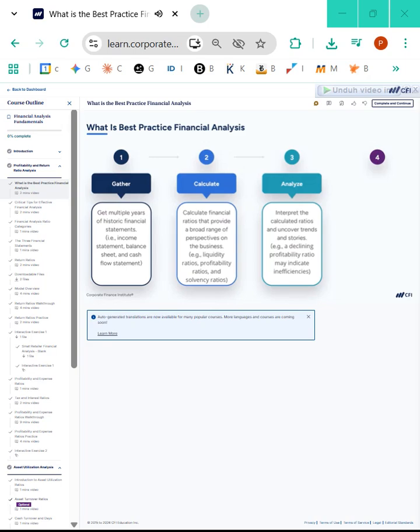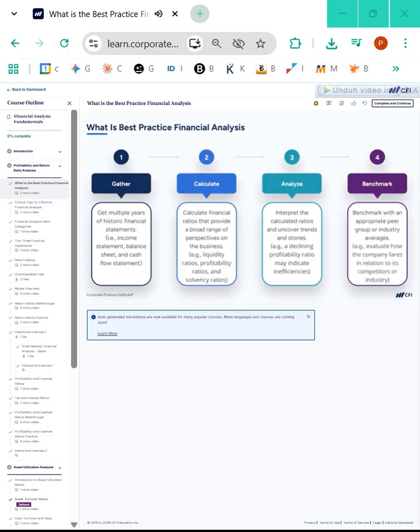Finally, to gain a broader perspective on a company's performance, it's important to benchmark the calculated ratios against an appropriate peer group or industry. This comparison allows you to evaluate how the company fares in relation to its competitors or the industry as a whole. By benchmarking, you can identify areas where the company excels or falls behind, helping you pinpoint opportunities for improvement.